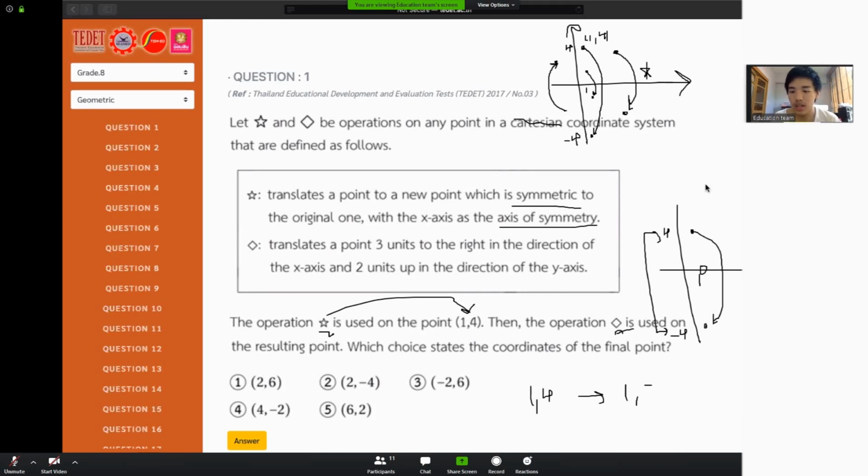All right, and then from that, let's see what happens next. Then we want to use this operation. This operation says translate 3 units to the right, 2 units up. So from (1,-4), 3 units to the right moves us to (4,-4). And then we're going up 2 units, so it goes up to (4,-2). So we end up at the point (4,-2). So as someone rightly said, it must be choice 4.